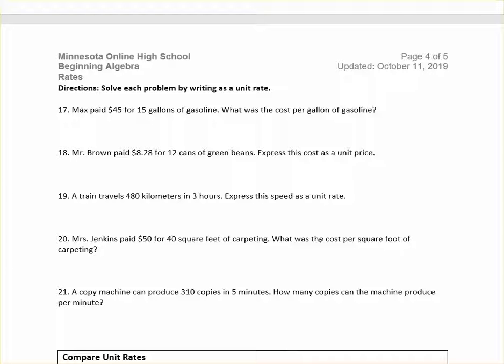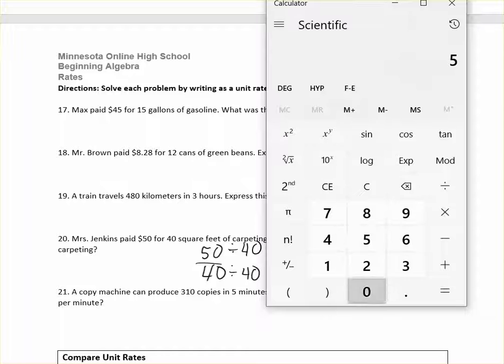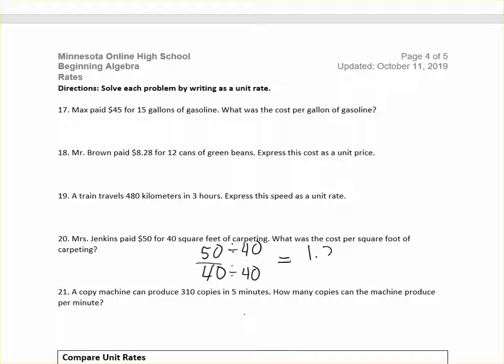Mrs. Jenkins paid $50 for 40 square feet of carpeting. What was the cost per square foot of carpeting? So it's really saying, what is the unit rate? So we write it as a fraction, 50 over 40. We can ignore the units. Then we divide both of the numbers by the bottom number, the number in the denominator, and then we figure out what we get. 50 divided by 40 is 1.25. 40 divided by 40 is 1. And then we put back our units.